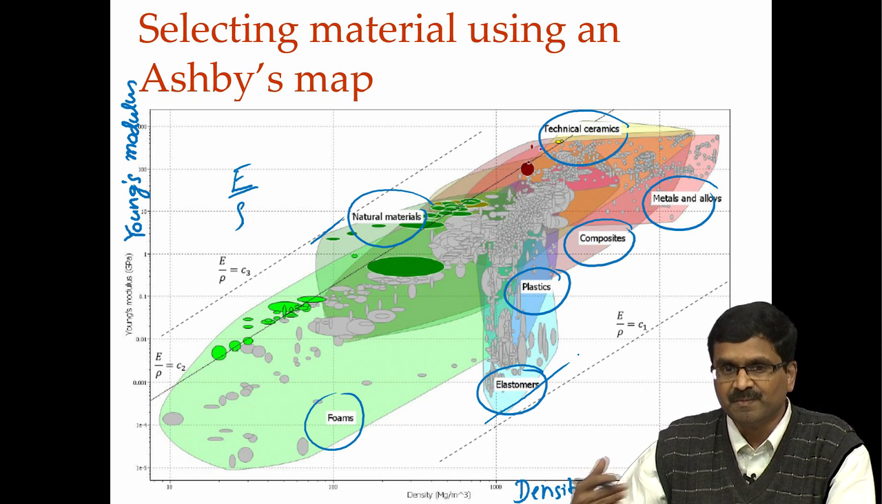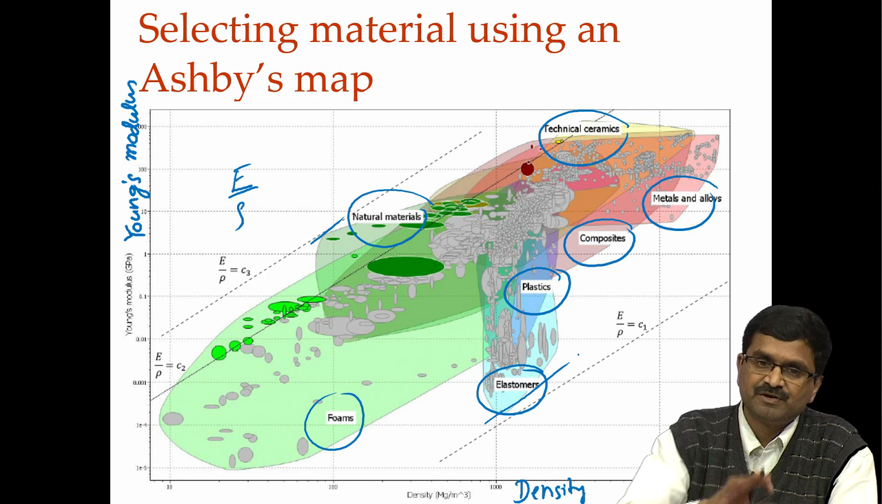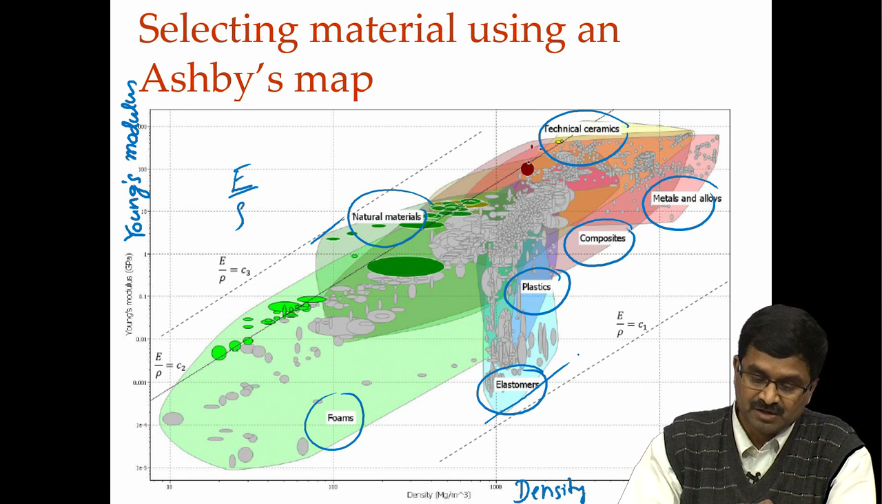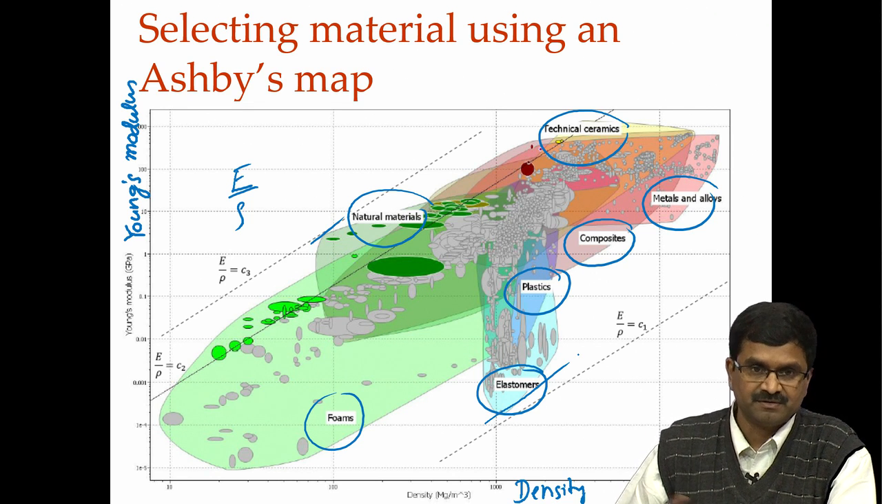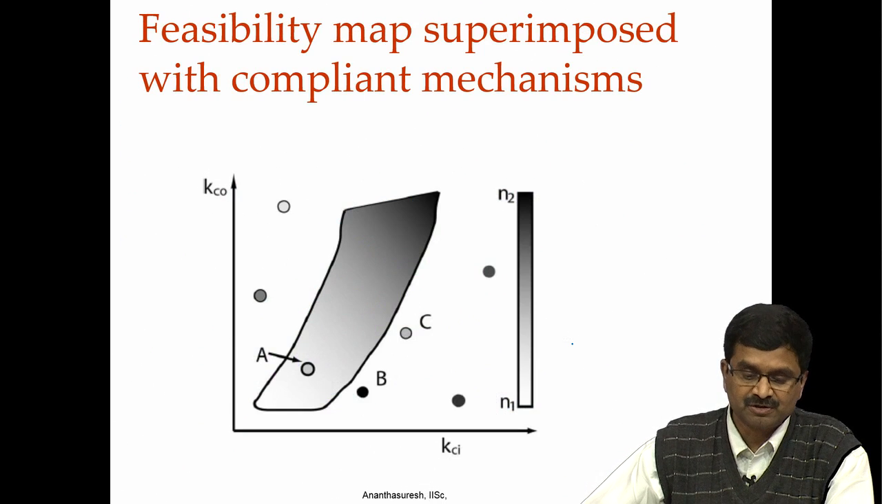When I say worst, it could be minimization, that is still the best when you want to minimize, or the other extreme where you maximize, and that is the best for you. So, that is how Ashby's map method works. We use this third idea of Ashby's map and put it all together.